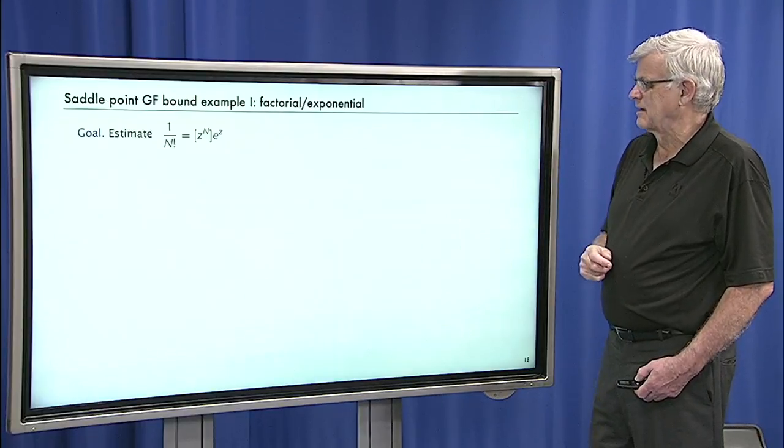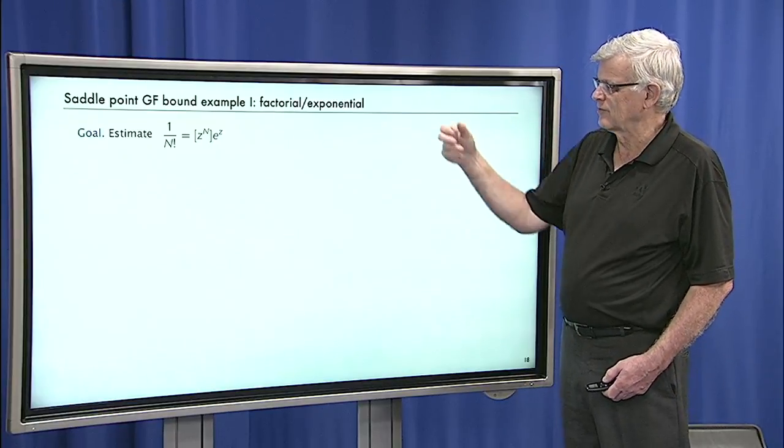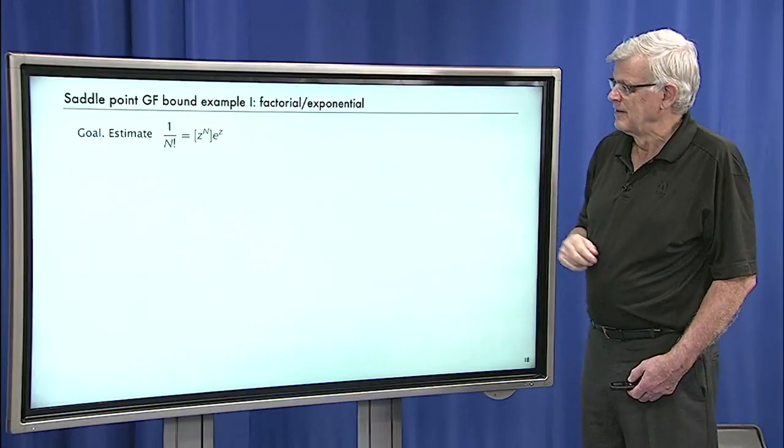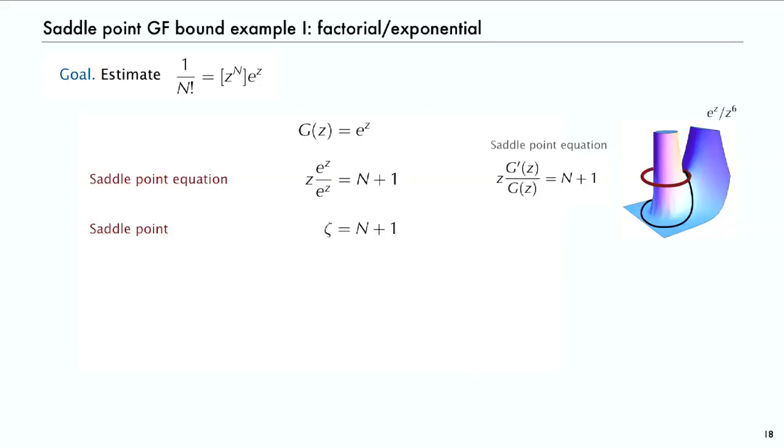So in general, just doing that same calculation, let's see how well the saddle point method works for estimating 1 over n factorial. So that's the coefficient of z to the n in e to the z. E to the z is a generating function with no singularities. We're trying to estimate the coefficient of z to the n in e to the z. So for the saddle point method, we take g of z equals e to the z and solve the saddle point equation. The saddle point equation is g prime over g times z equals n plus 1. So it's going to tell us that the saddle point is zeta equals n plus 1.